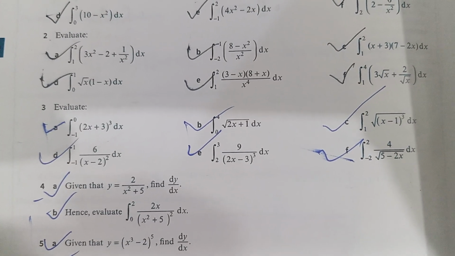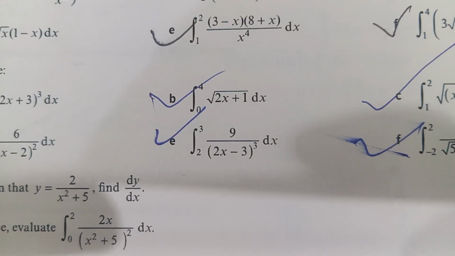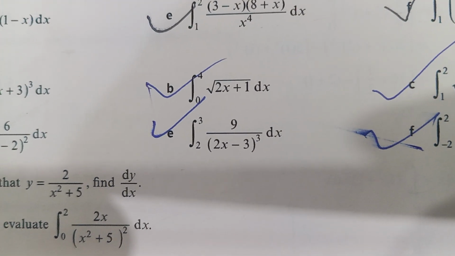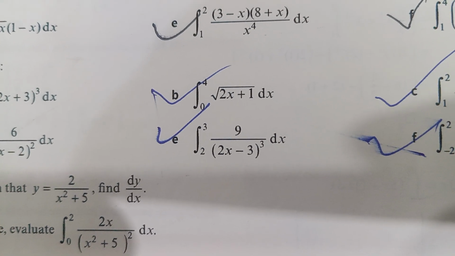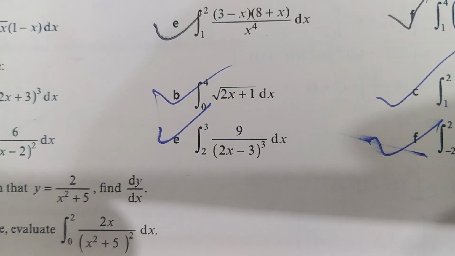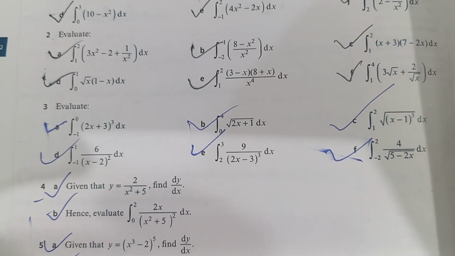So now, my dear students, we will work on question number 3 and its E part. 9 divided by, and in the denominator we have (2x minus 3) whole raised to power 3. And the limits are from 2 to 3. We have to evaluate it. So let's solve this.